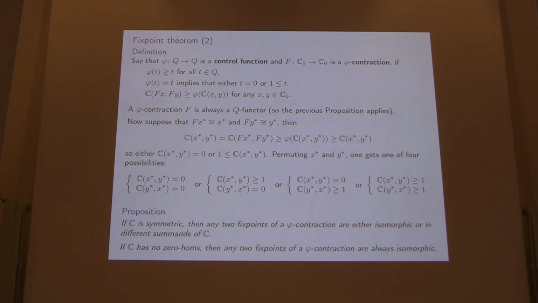And if you have a category which has no 0 homs, this is also the case for a metric space, because in the classical case you would say that distances are never infinite, which is the bottom element of the lawvere reals. So if C has no 0 homs, any two fixed points are always isomorphic, because the only possible case is the right-hand side. Okay.